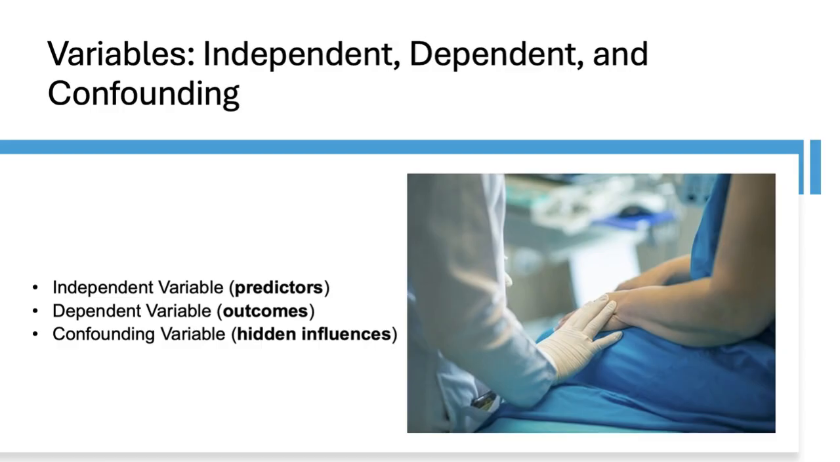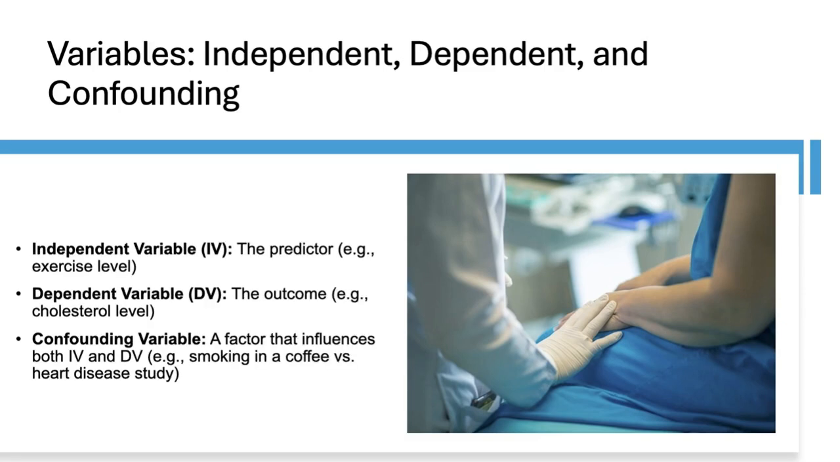Now let's discuss variables. Variables are the characteristics we measure in a study. There are three main types of variables. They are independent variables, which are known as predictors, dependent variables, which are known as outcomes, and confounding variables, which are known as hidden influences. We'll cover this in more detail. An independent variable, or IV as I abbreviate it, is what we manipulate or classify in a study, and a dependent variable, or DV, is what we measure.